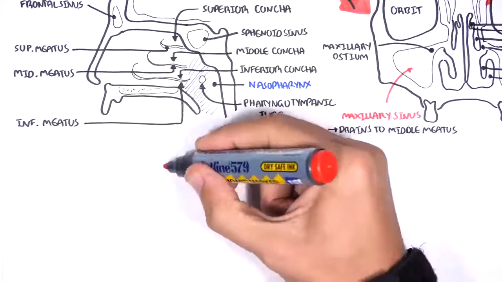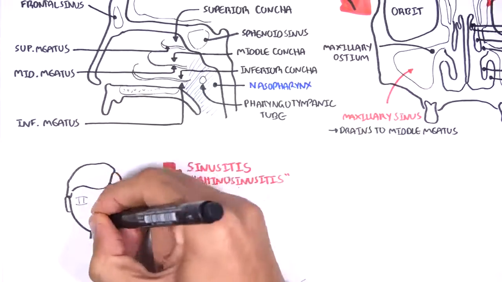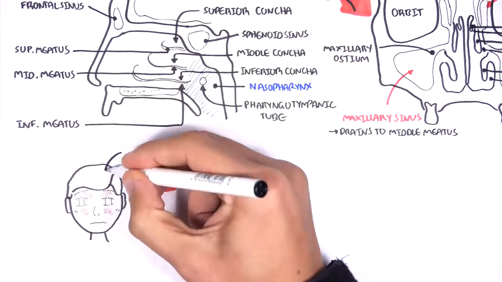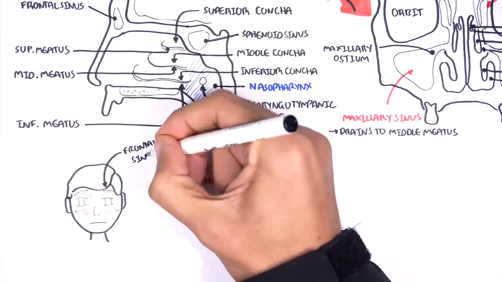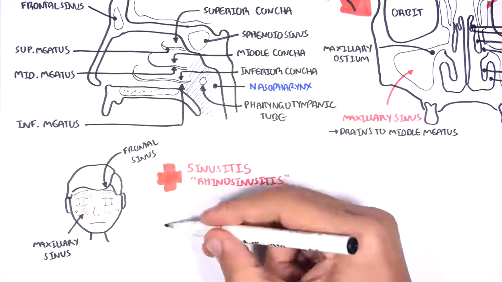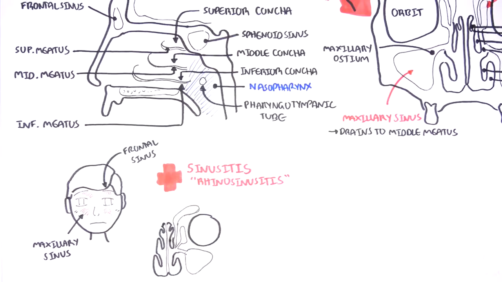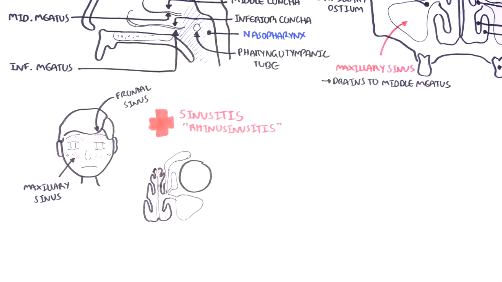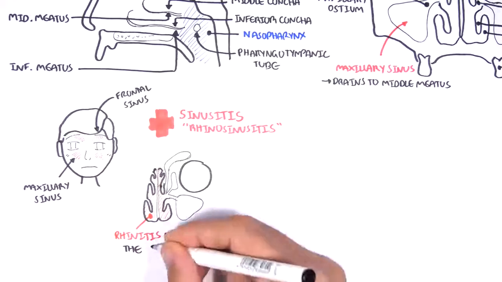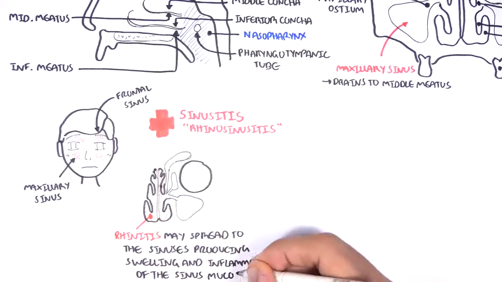Sinusitis, or should we call it rhinosinusitis, is inflammation of the sinuses. A feature of someone with sinusitis is essentially redness or erythema around where the sinuses lie, and so the frontal and maxillary sinus may appear red and irritated. The pathophysiology of sinusitis, as we have learned, can be secondary to rhinitis. Rhinitis may spread to the sinuses, producing swelling and inflammation of the sinus mucosa.